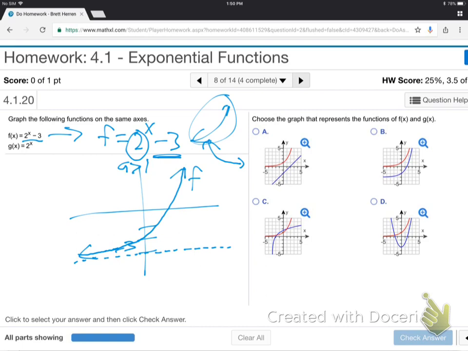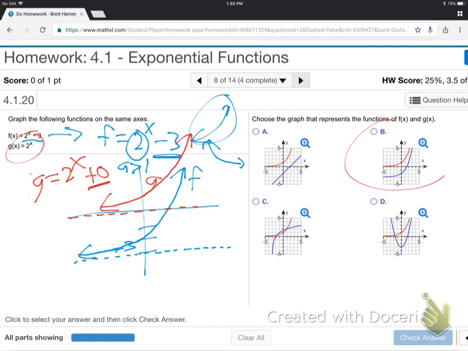So that's A, and then that's F, and then G is just regular. G is just 2 to the x, meaning, what do I mean by regular? Well, I mean he's got an understood plus 0 out here. So he's going to be on the 0 line, and he's going up to the right also, isn't he? That's G. So which one of those looks like that? Yeah, B does.